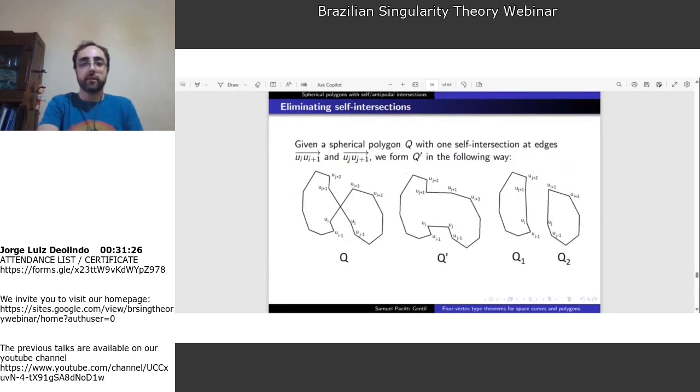The idea is that given a spherical polygon, here's just a planification of our spherical polygon, simply to make it easier to visualize. We can form from Q a new polygon, Q prime, and we must be careful. We just want to get rid of this intersection here, so we must connect this vertex with this vertex and this vertex with this vertex. If we do it the other way around, then we will have something that we are not interested in. So this is not what we want. We want this thing here.